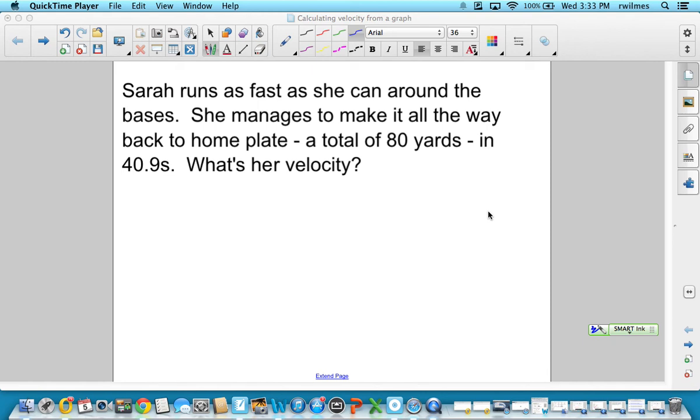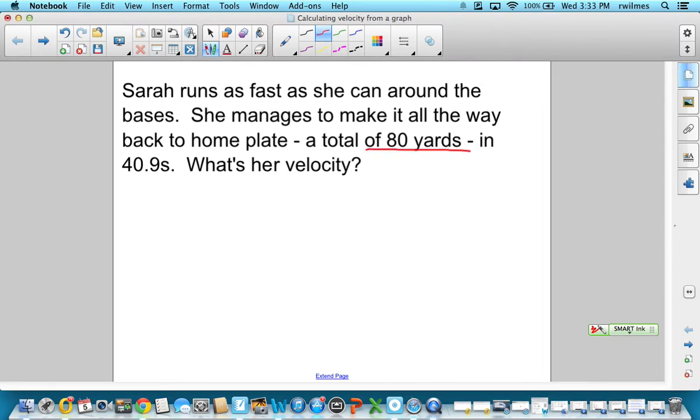velocity calculations. And we haven't practiced this a ton, but I think you'll definitely get the hang of it. Let's read that. As we read, we're going to underline the important information. Sarah runs as fast as she can around the bases. She manages to make it all the way back to home plate, a total of 80 yards.